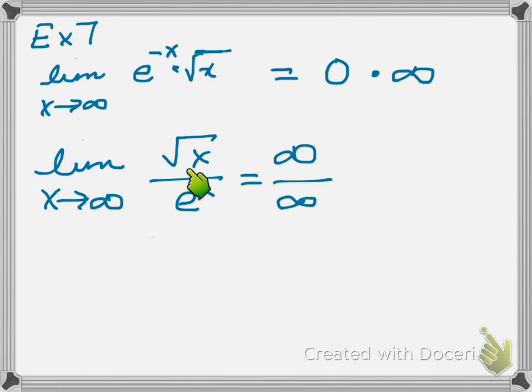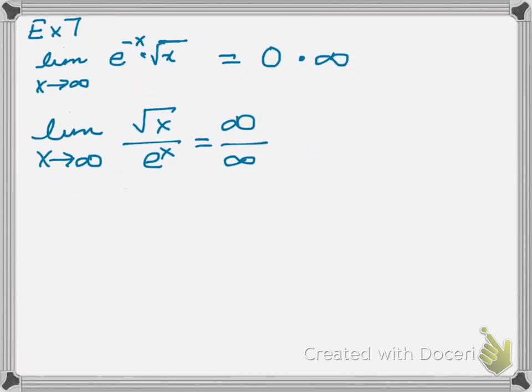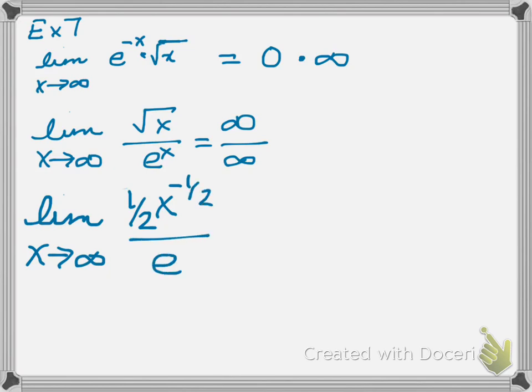All right, so now I'm going to take the derivative of each one of those. So if I do that, I will have the limit as x goes to infinity of 1/2 x to the negative 1/2 over e to the x. And if I simplify that, I end up with 1 over 2 square root x e to the x.